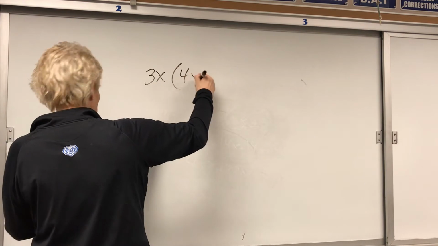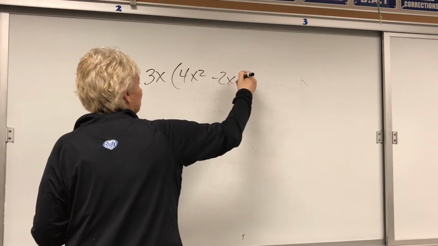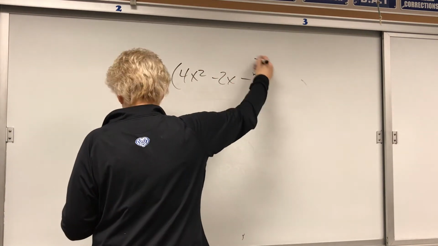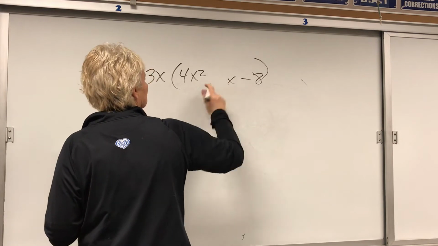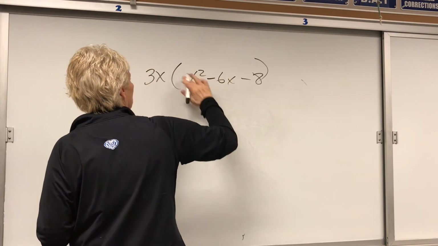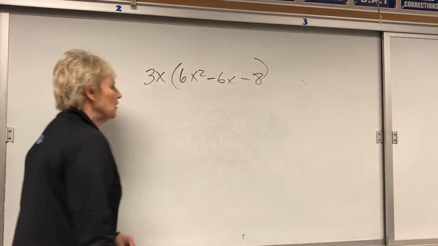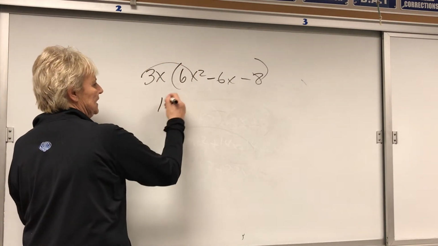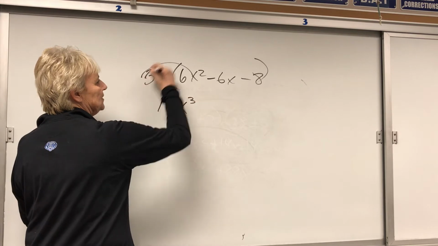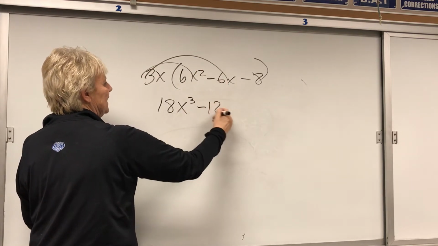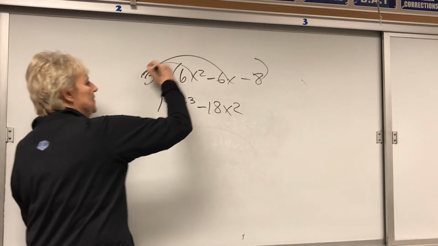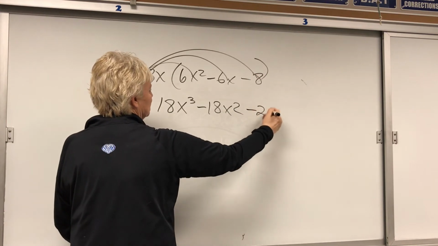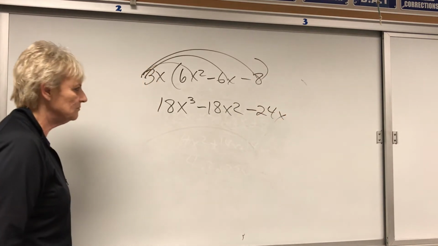3x. Oh, yeah, there's going to be one where you just have to use the distributive property. Let's make the numbers a little harder. If you don't know your multiplication tables, you can always use a calculator. So this times this is 18x cubed. This times this is negative 18x squared. And this times this is negative 24x. Okay?